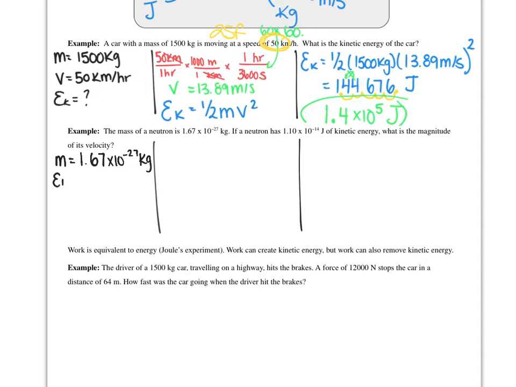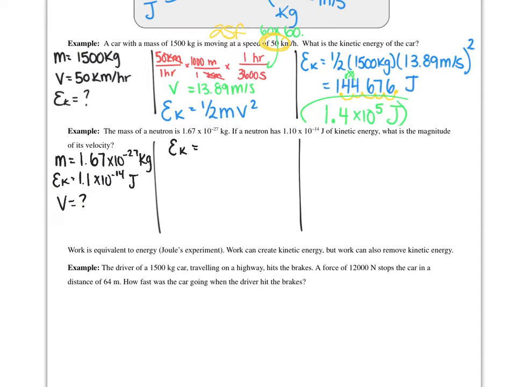And we were given the kinetic energy of that neutron, so 1.1 times 10 to the negative 14 joules. And we are being asked to solve for velocity in this case. Units for mass and kinetic energy look good, so we are going to simply start rearranging our formula.